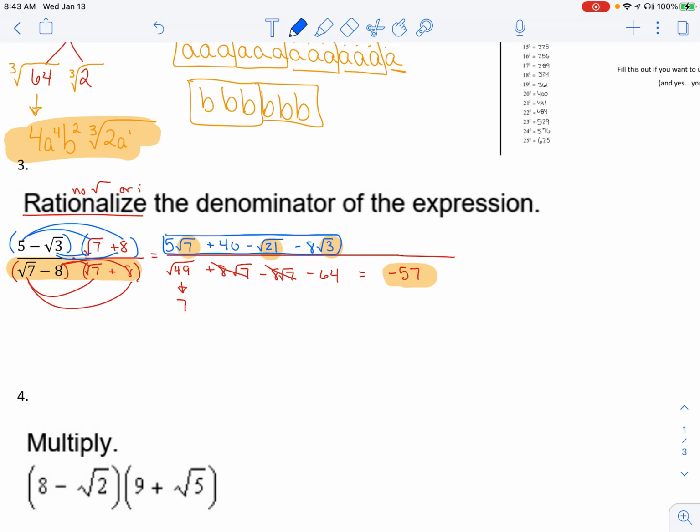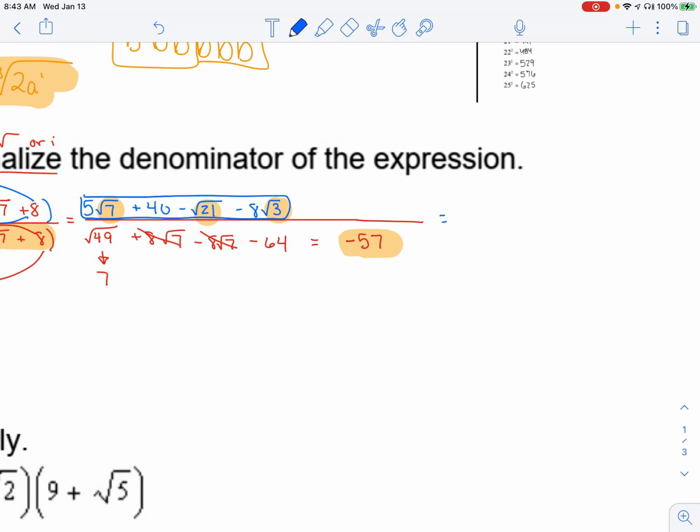So what I'm going to do is write my final answer after this equal sign. I'm going to put the negative from the 57 out in the front. So I'm going to put my 57 here. I'm going to put my negative in front. That came from the 57. And then I'm going to write the entire numerator up here.